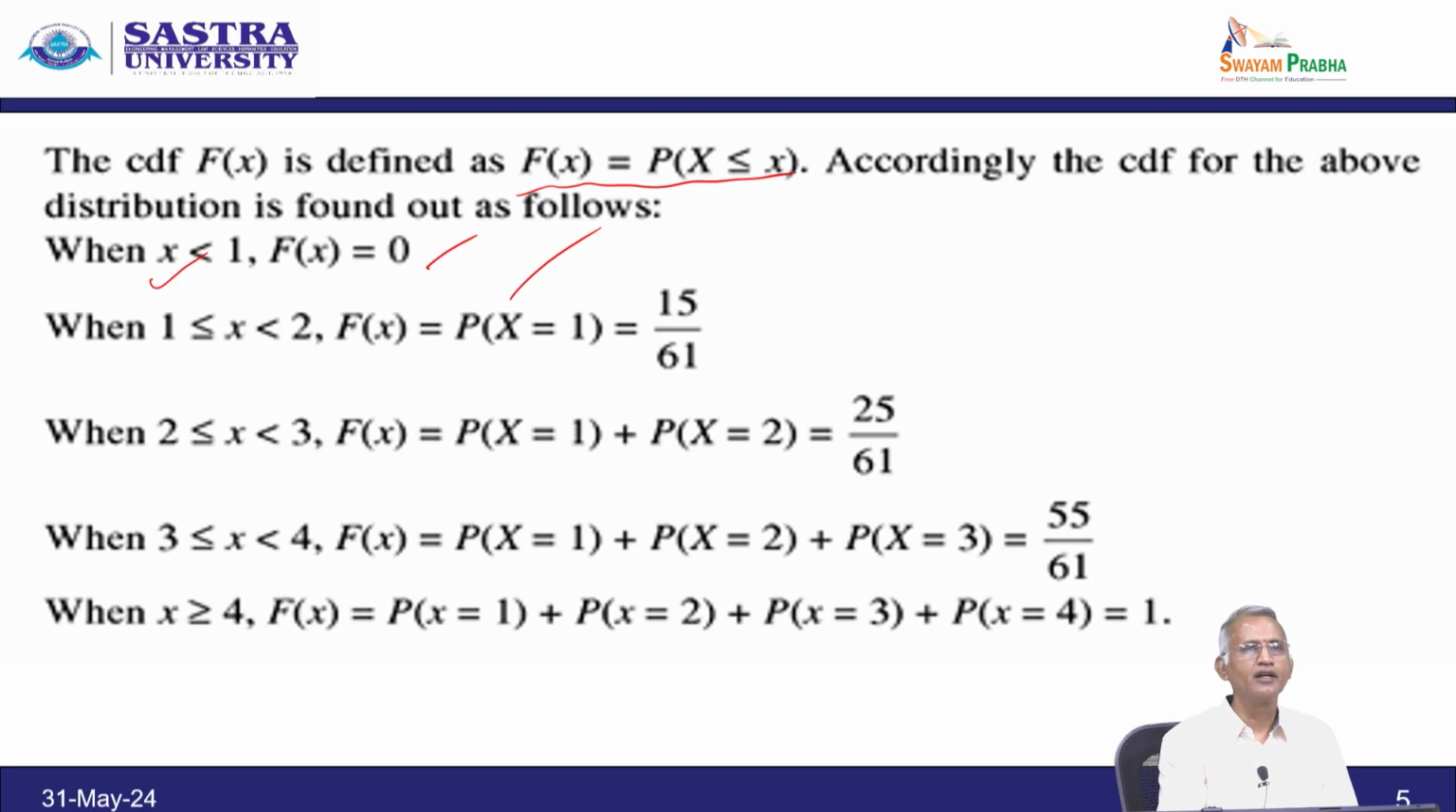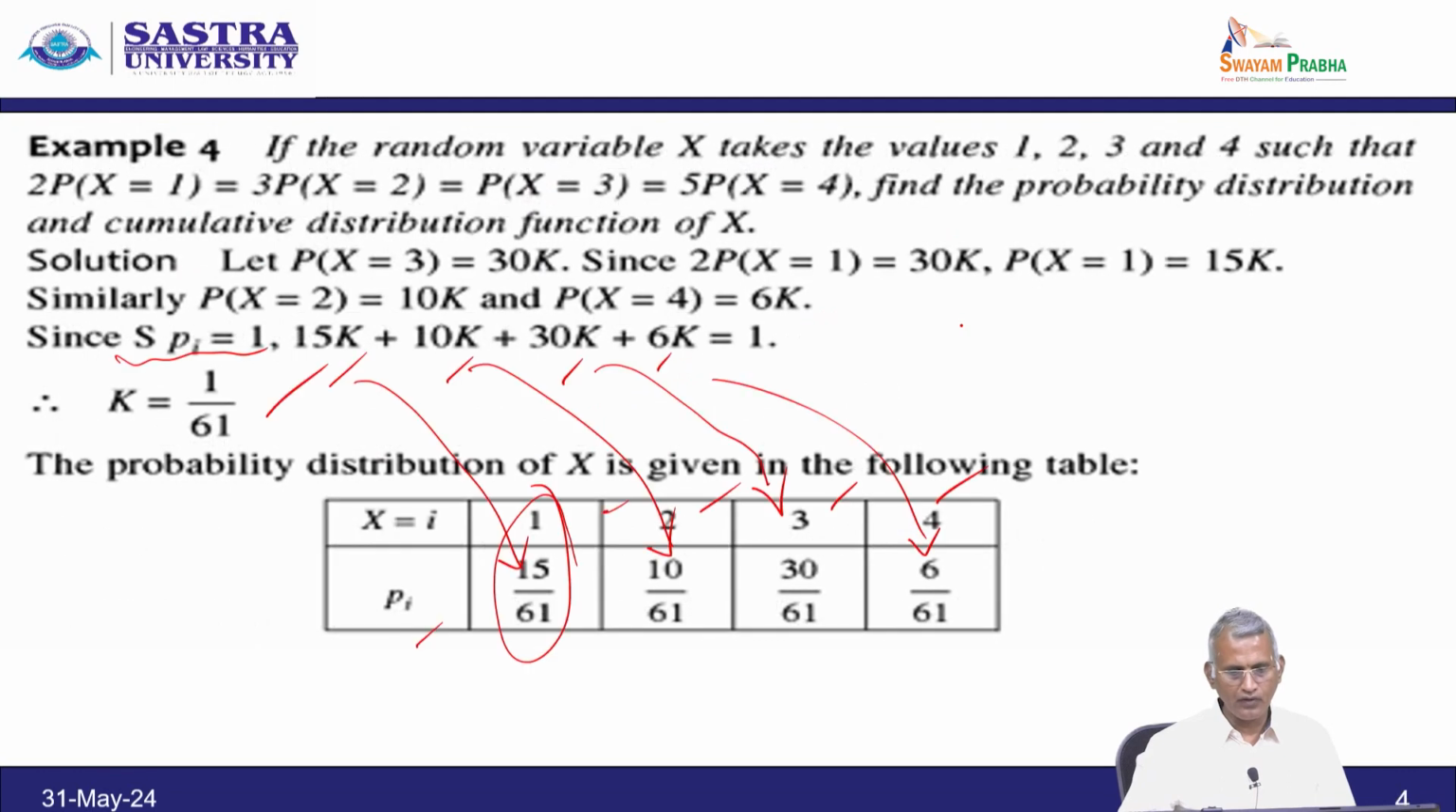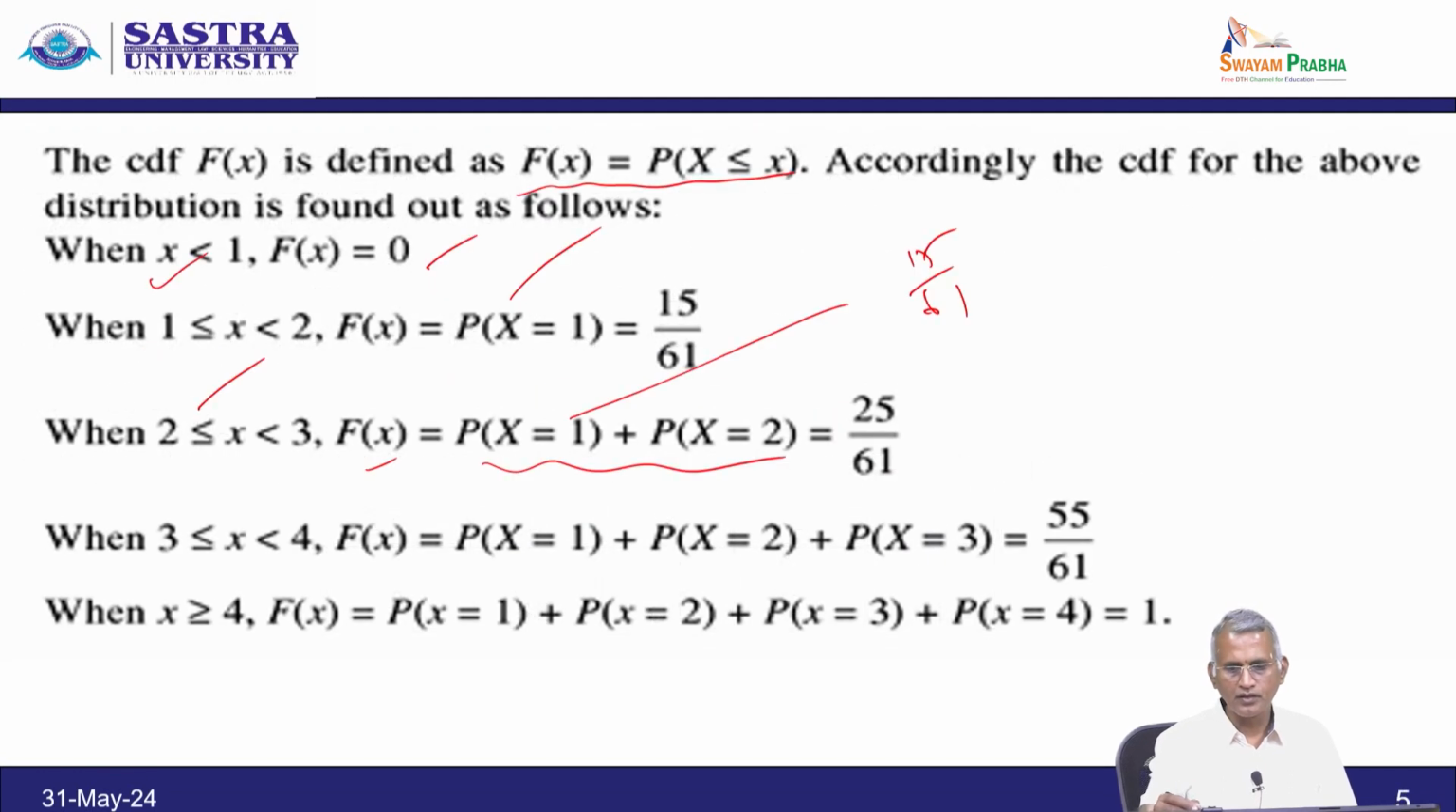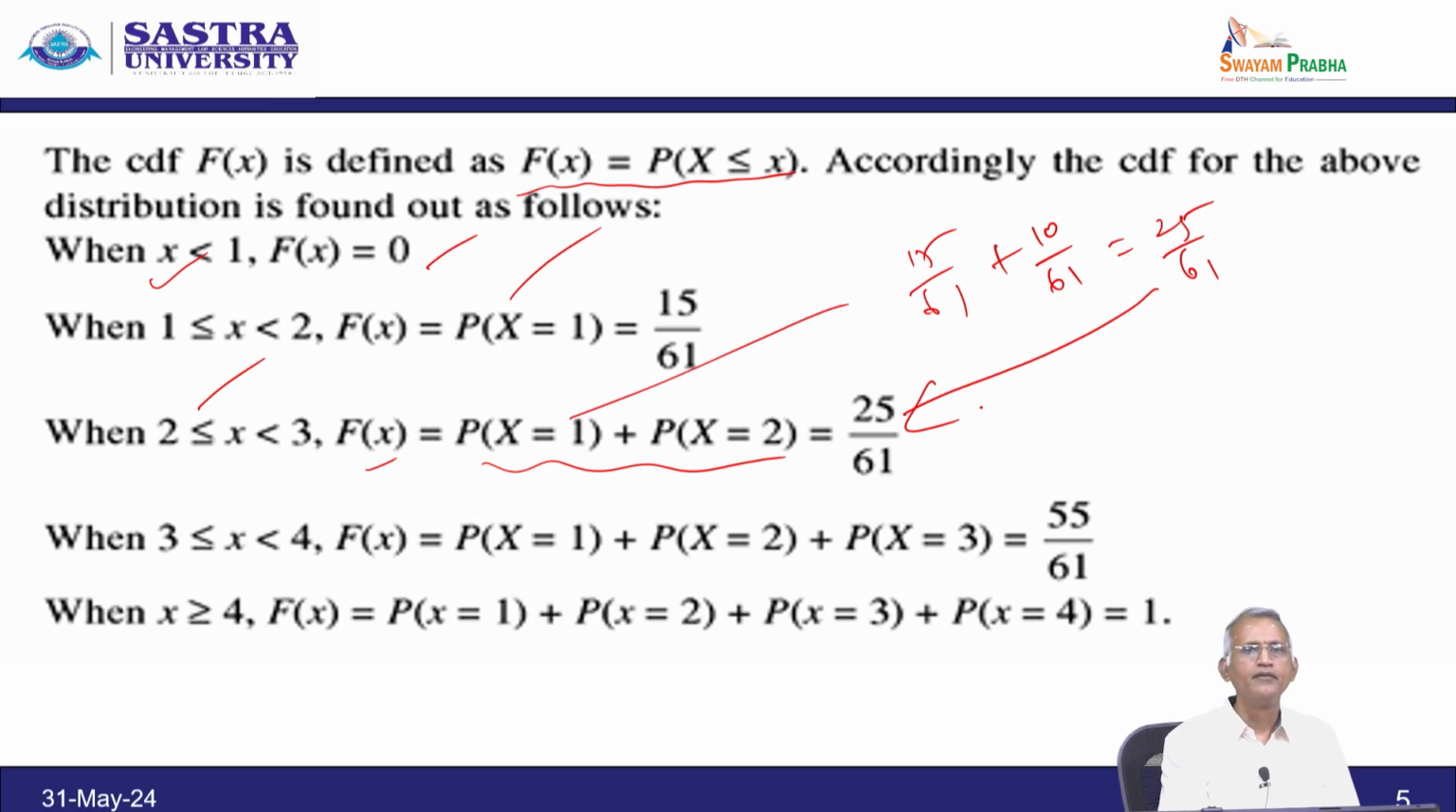If we have the interval 2 to 3, then F(x) is P(X=1) plus P(X=2). That is the meaning of capital F(x) corresponding to the interval 2 to 3. We already know that P(X=1) is 15 by 61 and P(X=2) equals 10 by 61. Adding them gives 25 by 61. So this is the value we can get.